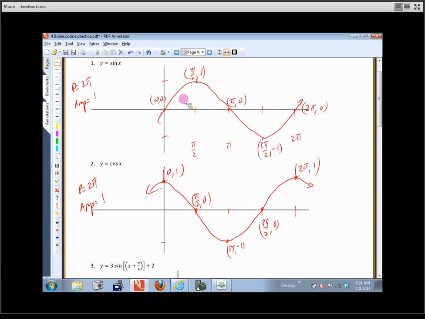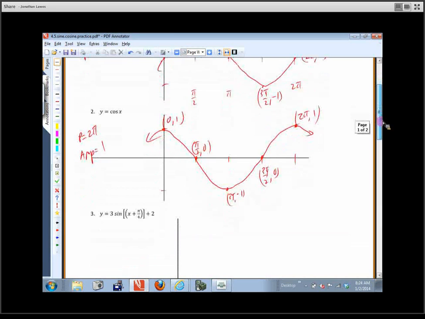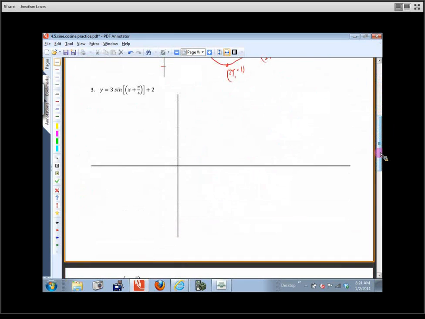If it's taking you longer than that because you flat out have to think about, okay, what's in between 0 and pi? What's this x coordinate right here? If you have to spend some time thinking about that, you need a little more practice. Okay? All right, any questions? Okay, let's take a look at this one then.